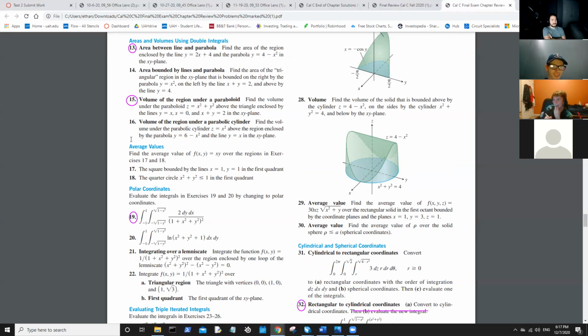All right. Volume of the region under the paraboloid. Find the volume under the paraboloid given by x squared plus y squared, above the triangle enclosed by the lines y equals x, x equals 0, and x plus y equals 2 in the xy plane. So this is definitely going to be worth a sketch.